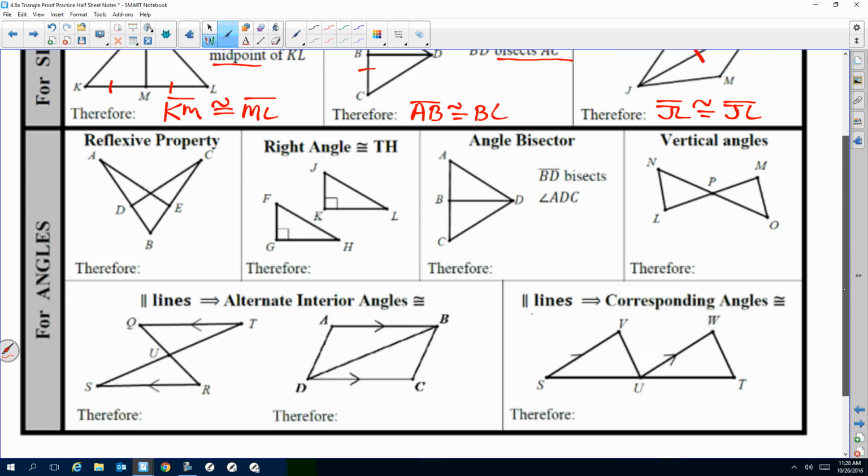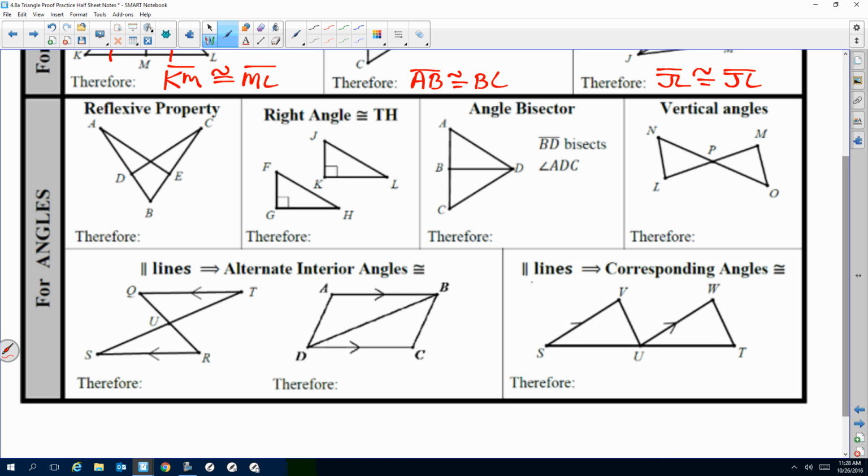This next section is all about making statements about angles. Where would we use the reflexive property for angles in this example? I need an angle. Angle B is in this triangle and in the other triangle too. So I could say angle B is congruent to angle B, or I can name it with three letters. Just make sure if you use three letters, the B has to be at the vertex. So I could say angle CBD is congruent to angle ABE. Sometimes you have to use three letters. This angle right here is shared, so that's why it's reflexive.